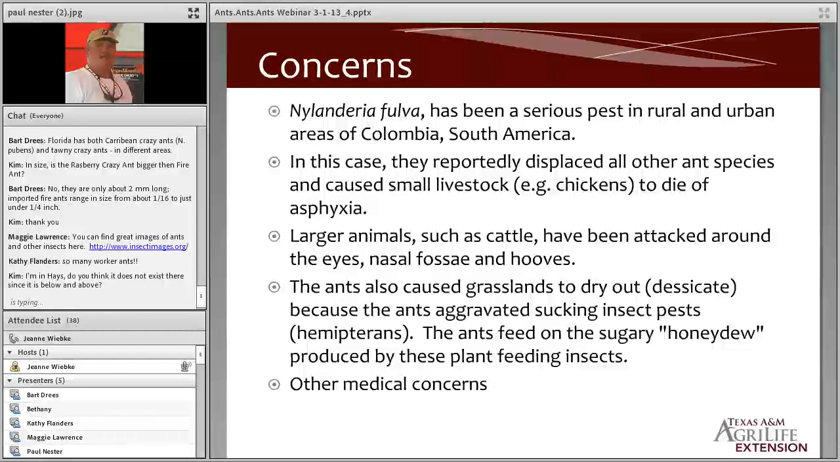It can just be a nuisance, and the animals just can't rest, so they tend not to eat well, and they're agitated all the time. The ants have also caused grasslands to dry out.